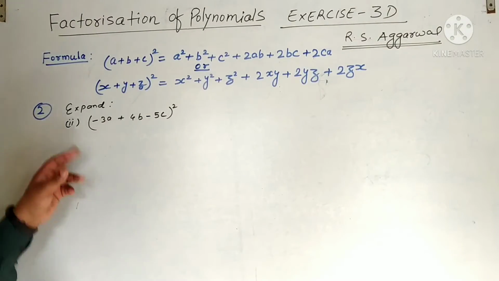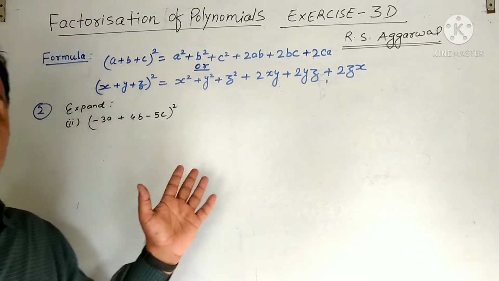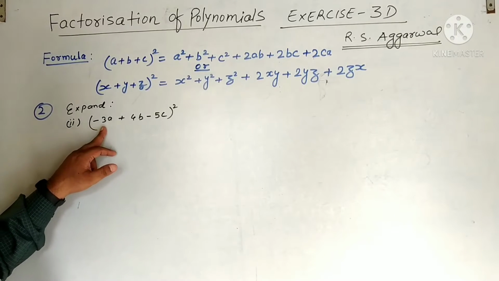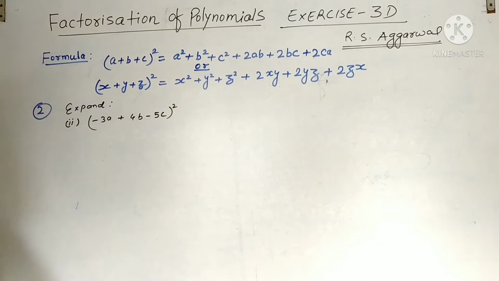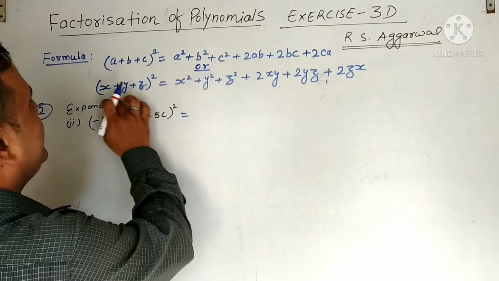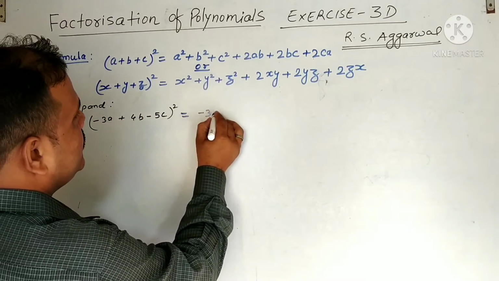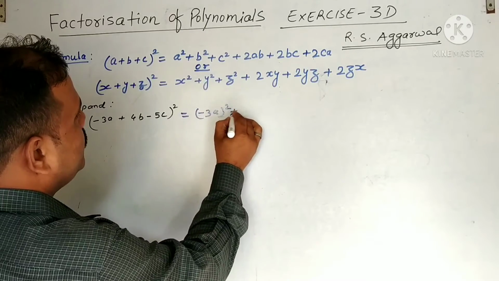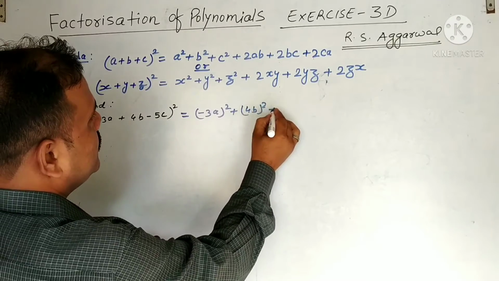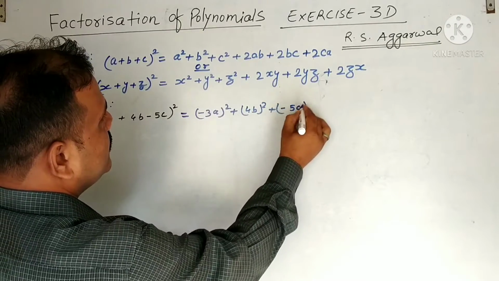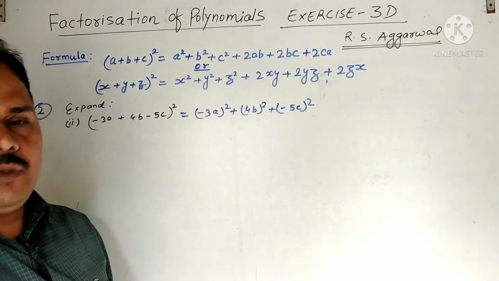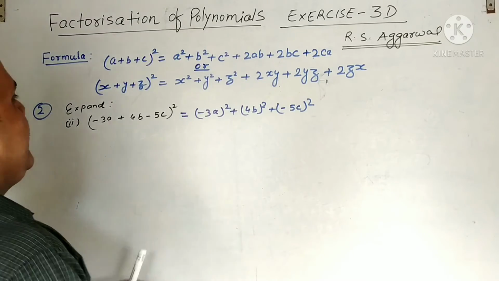Okay, now see question number 2, that is also expansion, means you have to expand that second part. I have taken that minus 3a plus 4b minus 5c square. So again we will put on this formula. What we will write in place of x, it is minus 3a square plus 4b square plus minus 5c square.